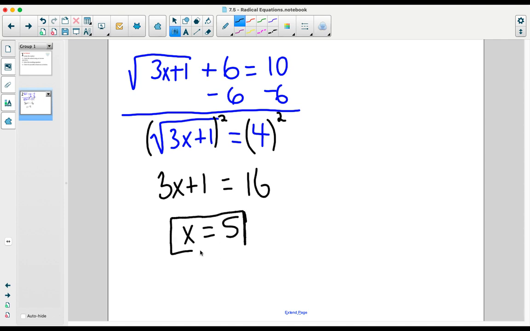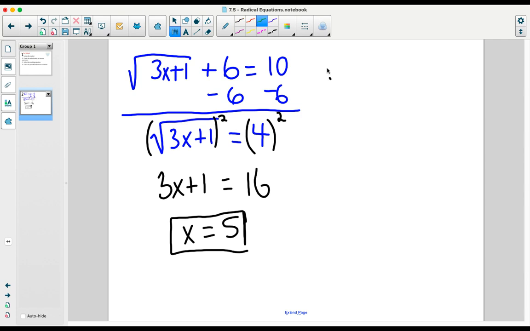In a normal circumstance, this would be our answer and we would be done. But because of the squaring's relationship with the square root, and the fact that squaring both sides of the equation can introduce an extraneous solution, we want to check to make sure that this answer actually works.